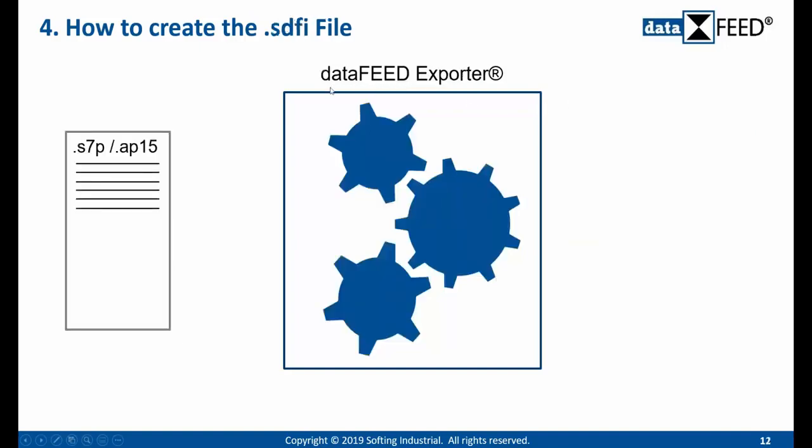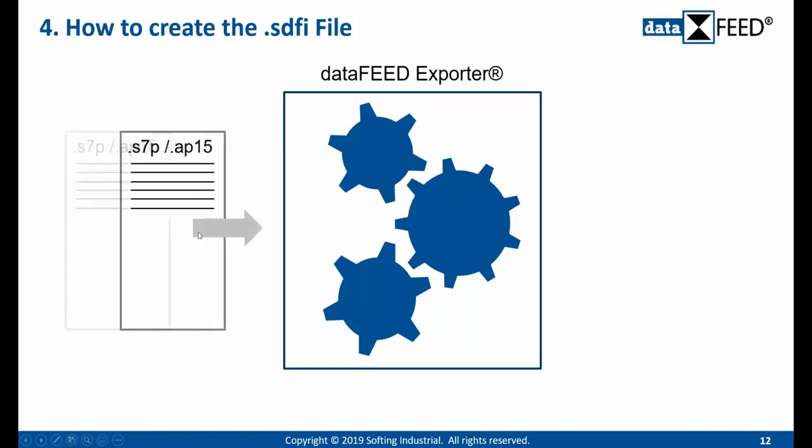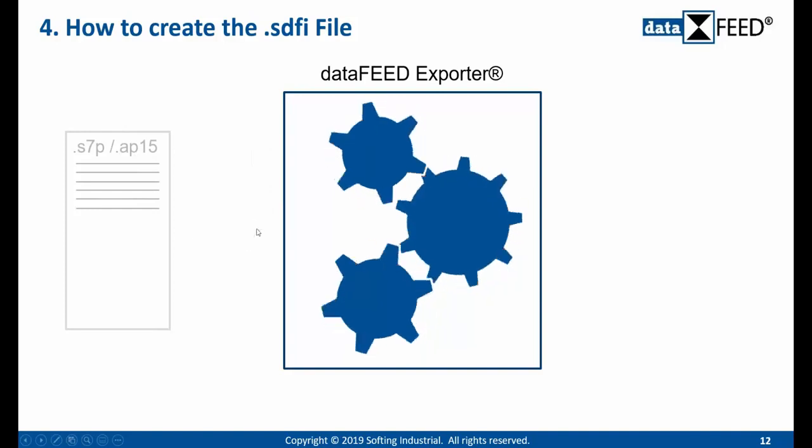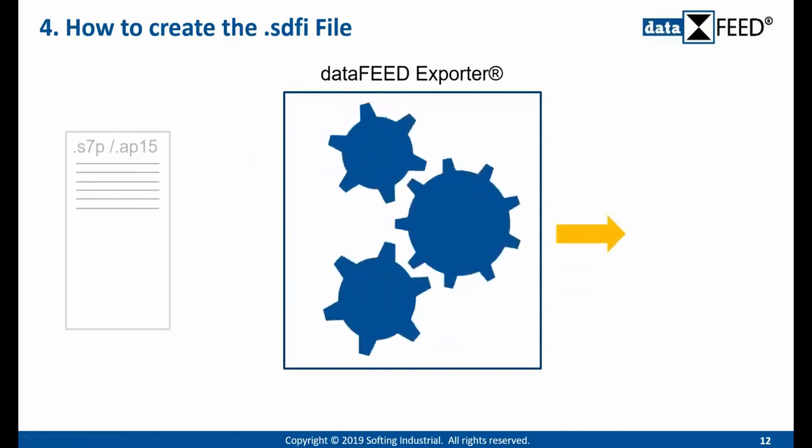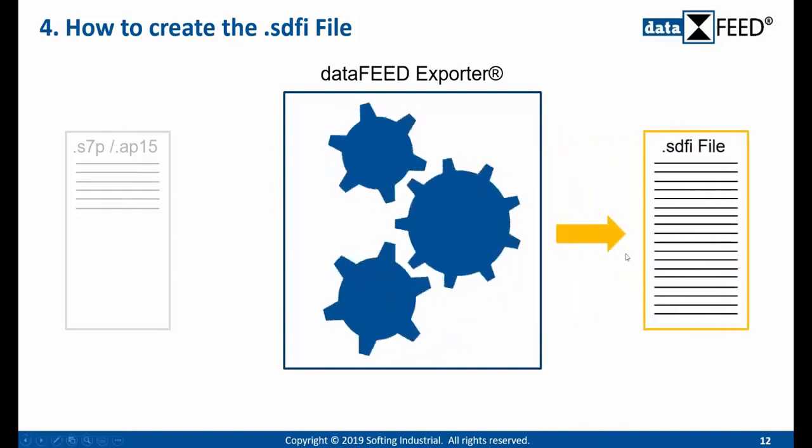Pretty much the same procedure needs to be done with the data feed exporter. This tool comes from Softing. It is free, downloaded via our webpage. You have to import the S7 project, or also the TIA project, it doesn't matter. Import the complete project and tick some boxes and say, okay, I would like to see this variable, this variable, this variable, and what comes out is the .sdfi file, the file which we need to access the PLC part.